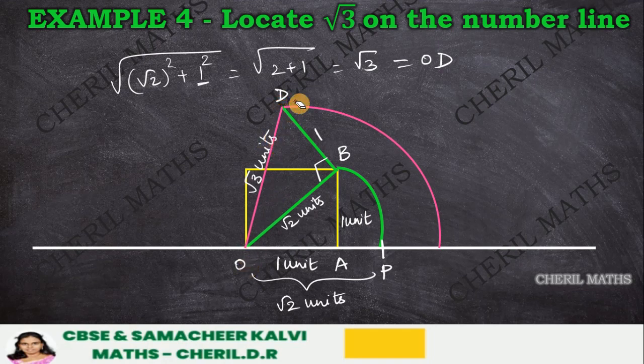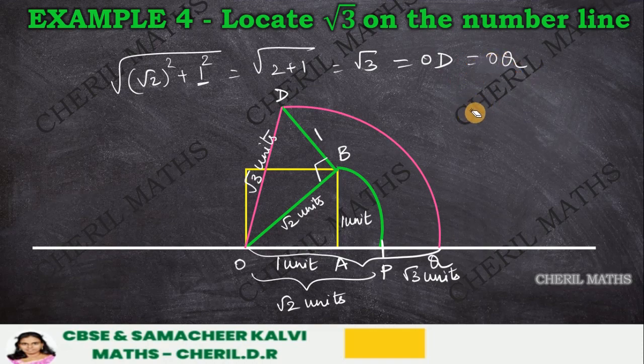So this OD, I am going to bring it down here. Okay, and then this will be OQ. If I measure it correctly with a proper compass, you will get it exactly, children. Here I have just drawn it so that you will be able to understand. So now this will be my OQ. Now I can say that my OQ is root 3 units.